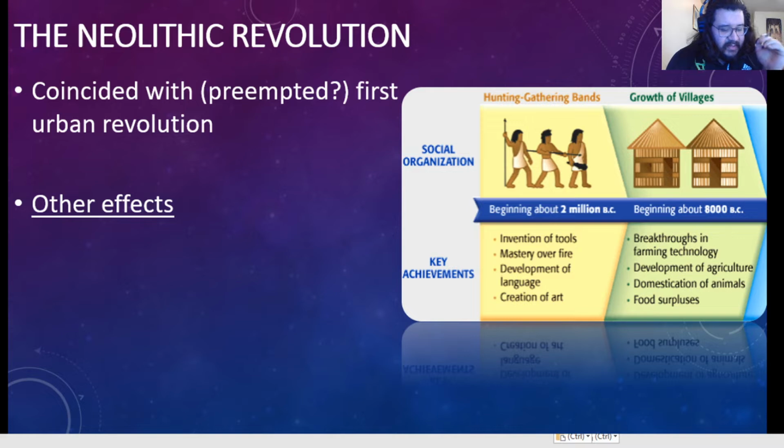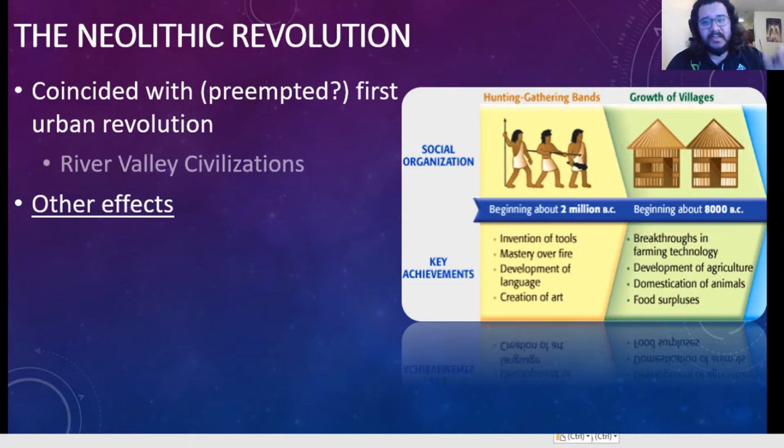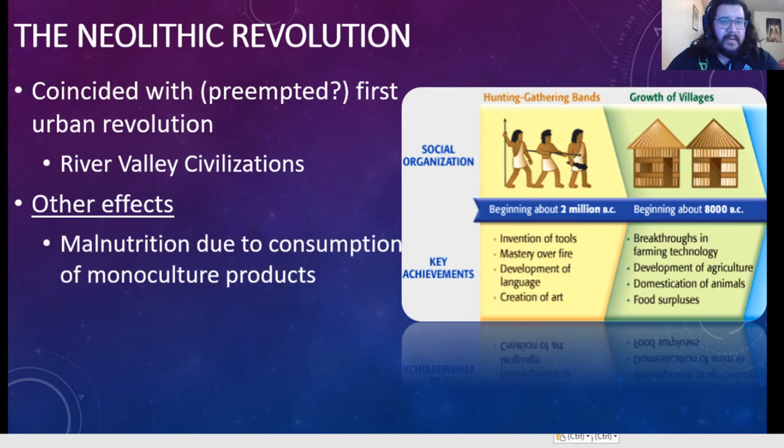Now, this, of course, preempted the first urban revolution. People started conglomerating in the same spaces to farm, and as a result, you would develop into urban spaces. And the river valley civilizations are the ones that we think of most here. Indus River Valley, Nile River Valley, the Yangtze, Yellow River Valley, so on and so forth. Now, although we did develop food surpluses, although we did develop settled agriculture, there are some other effects to keep in mind. One was malnutrition, right?